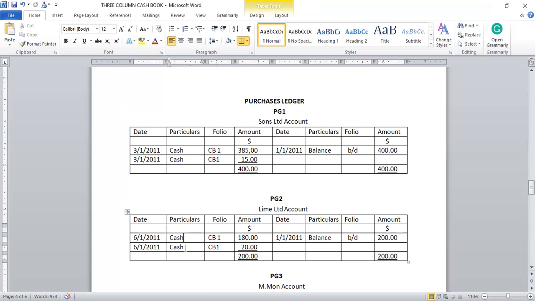6/1/2011, particulars cash book, folio cash book page 1, $20. So the amount has been paid in Limited account. Let us go on to the next one.